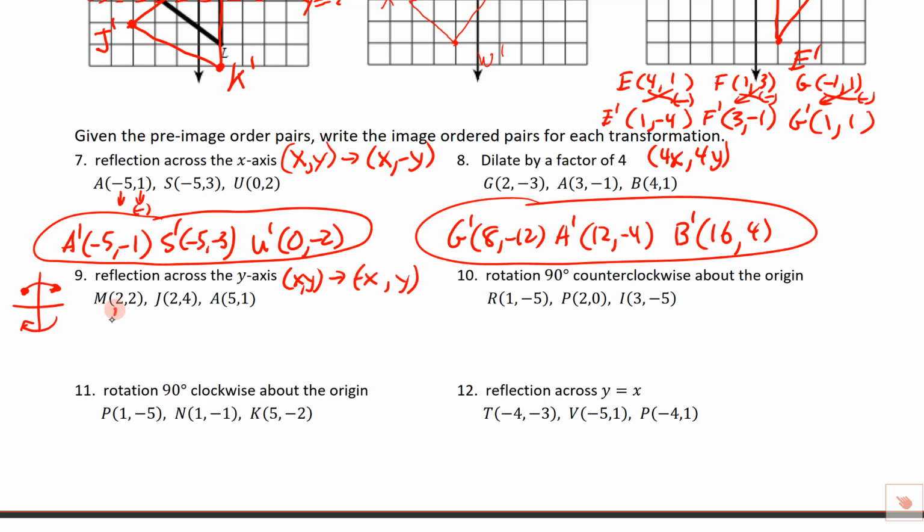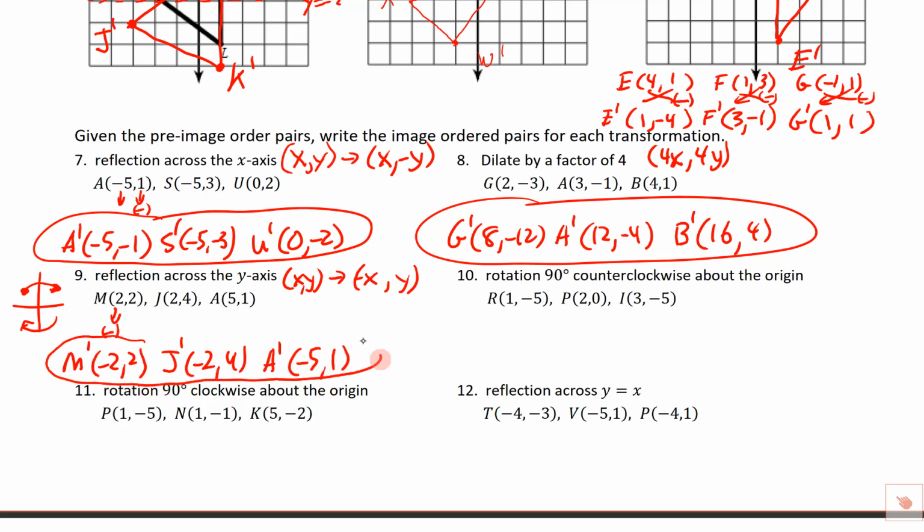So we're going to bring this straight down, and we're going to multiply by a negative. So M prime is going to be negative 2 comma 2. J prime is going to be negative 2 comma 4. And then A prime is going to be negative 5 comma 1. Okay, so there we go with those 3 points right there.